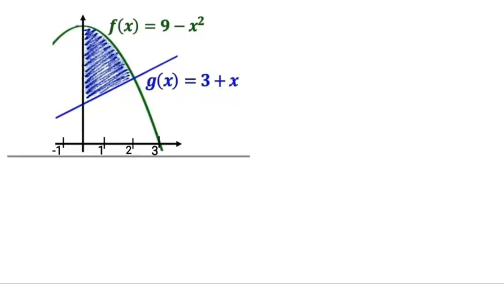But what is the question here? We're going to find the area enclosed by this curve and this straight line, which is shaded blue. So let's get started. Here we need to find their intersection point. But how do we do that? To get the intersection point, we're going to let f of x equal g of x.